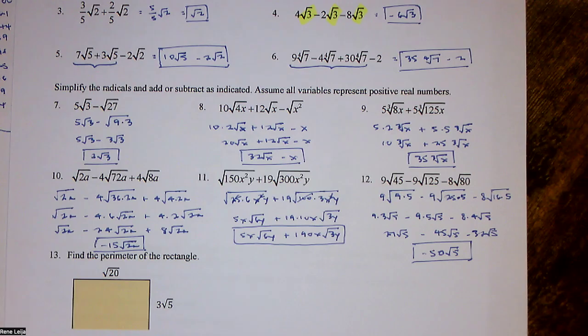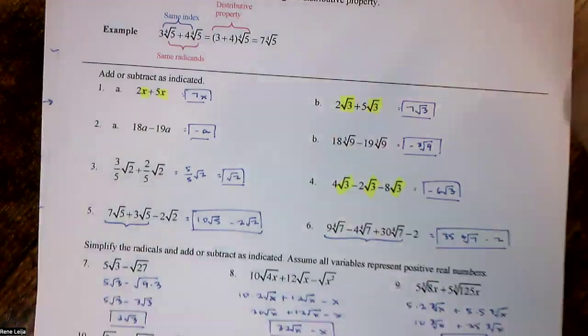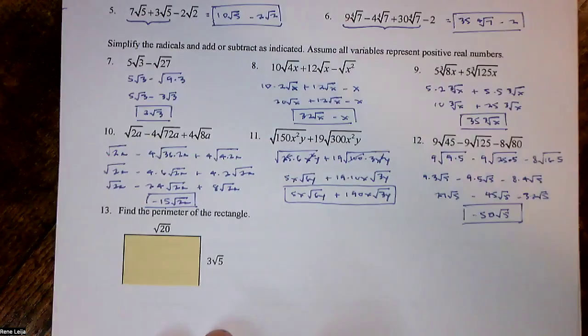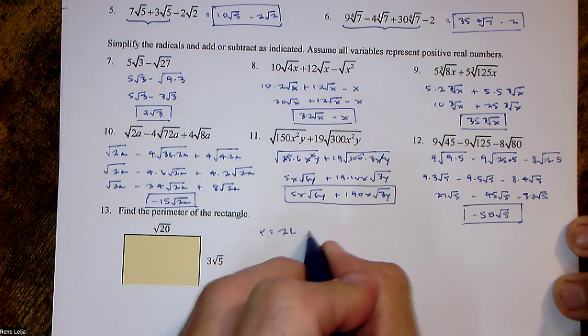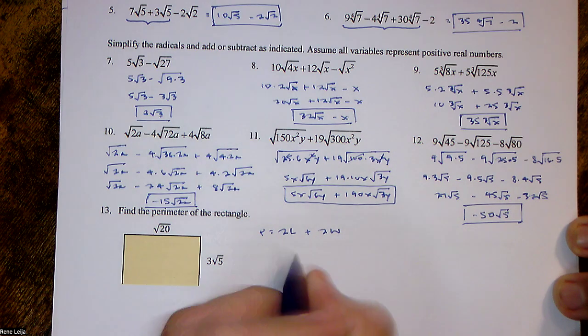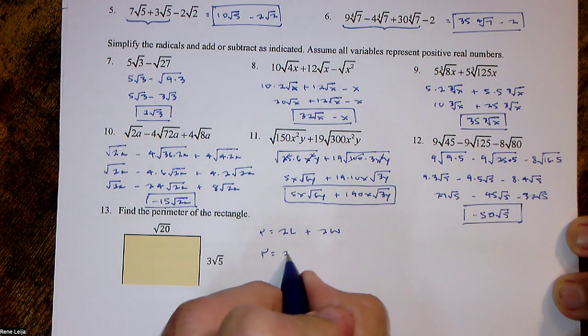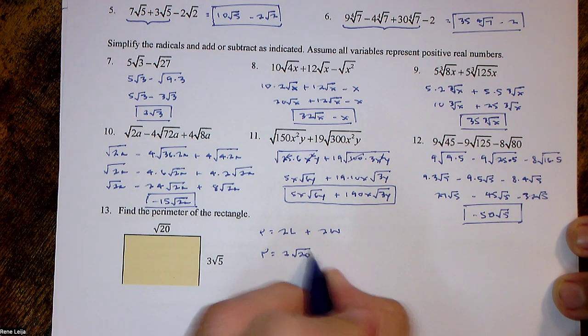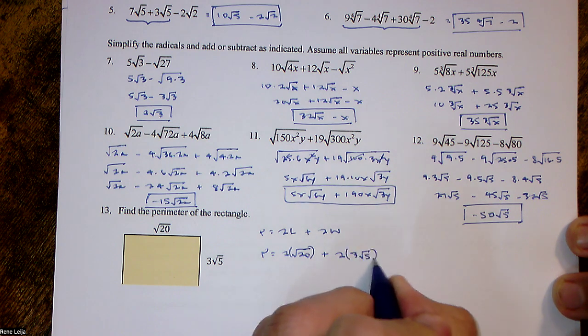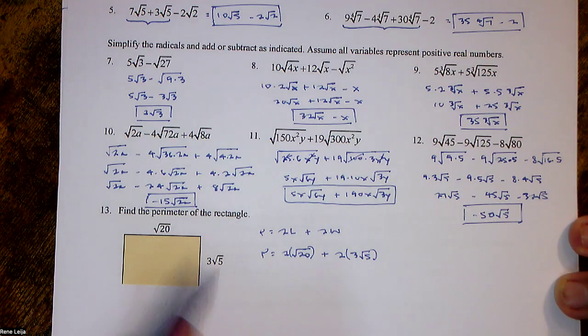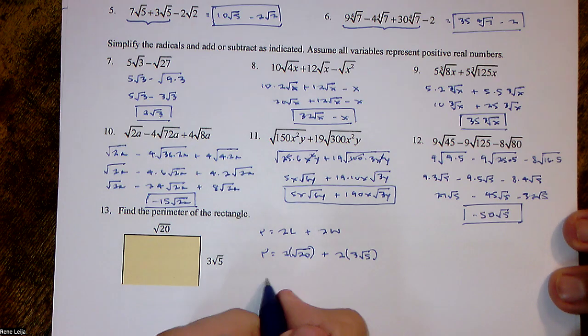Okay. All right. Last problem. It's this little word problem. They want us to find the perimeter of this rectangle. Okay, so remember that your formula for the perimeter of a rectangle is twice the length plus twice the width. So my length is going to be the square root of 20, and the width is going to be 3 root 5. And, you know, since you're multiplying both of them by 2, it really doesn't matter which one you call the length and the width. It just wants the perimeter, right?